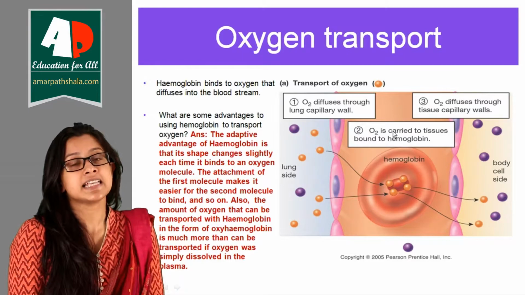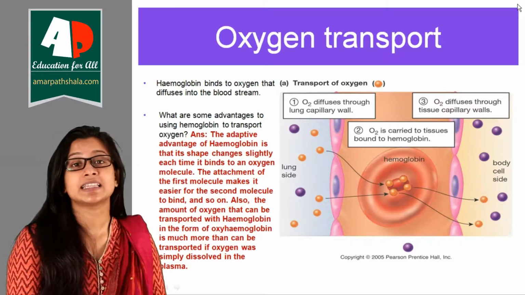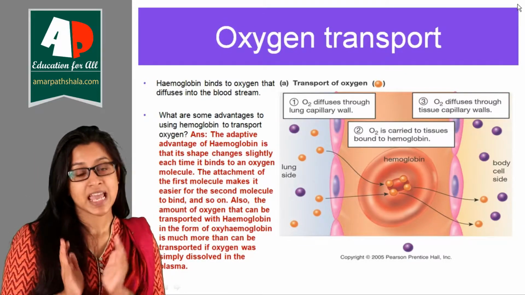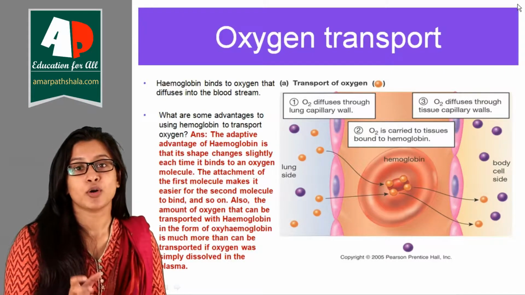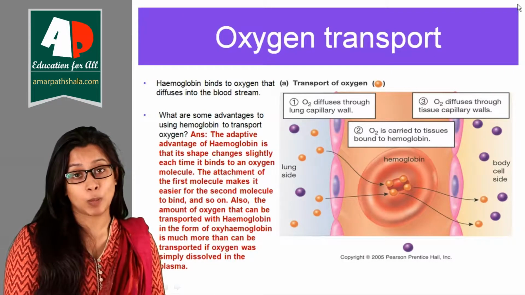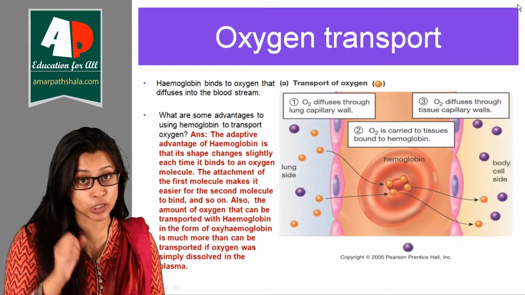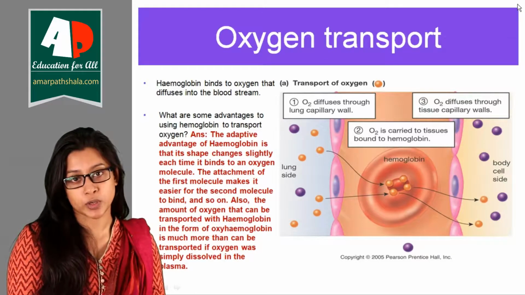Now, what is hemoglobin? Hemoglobin is a chemical that is made up of part heme and part globin. Heme is the Greek word that means iron. So, hemoglobin is a chemical compound that is made up of iron and the protein globin. Now, why is this molecule so important?